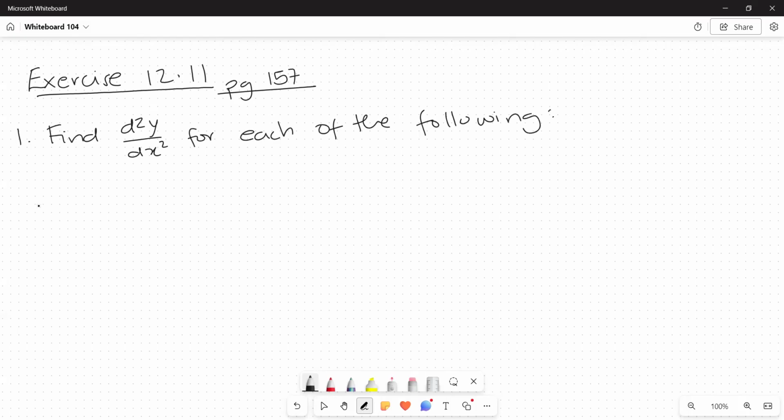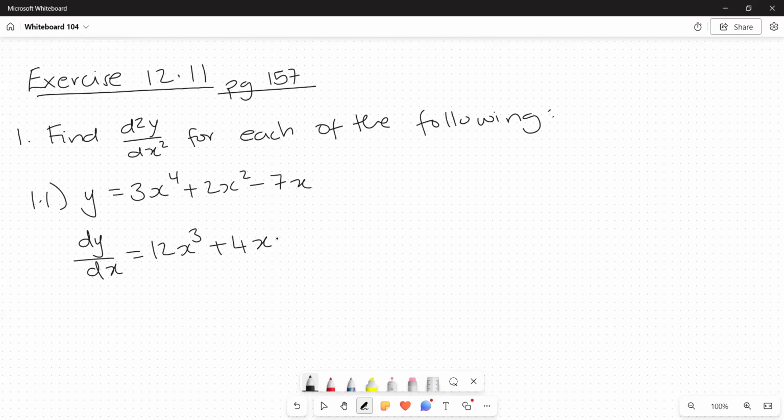1.1, we have y is equal to 3x to the power 4 plus 2x squared minus 7x. So we find dy dx. This is 12x cubed plus 4x minus 7. And then the second derivative, this is 12 times 3 is 36, x squared plus 4.